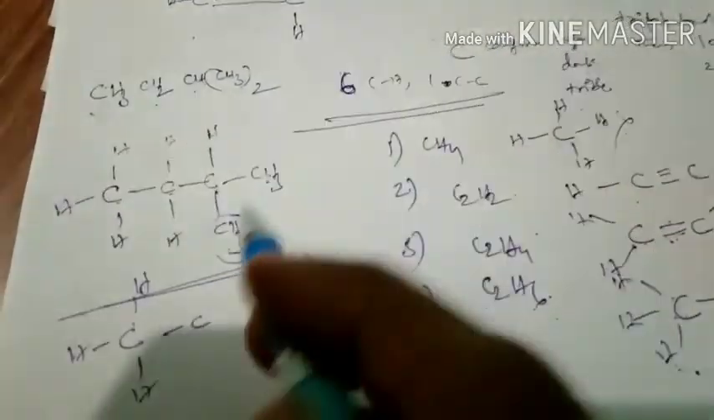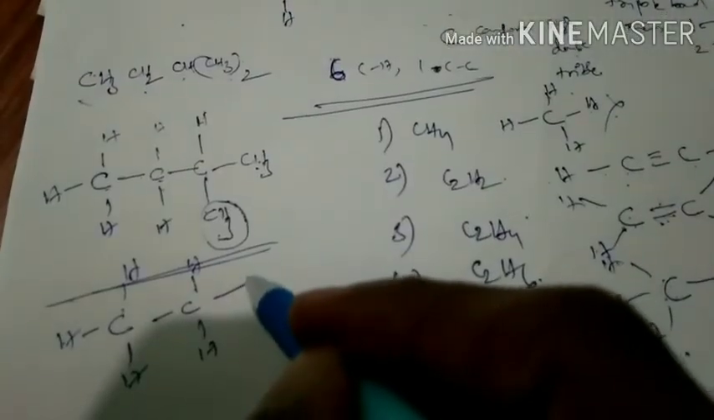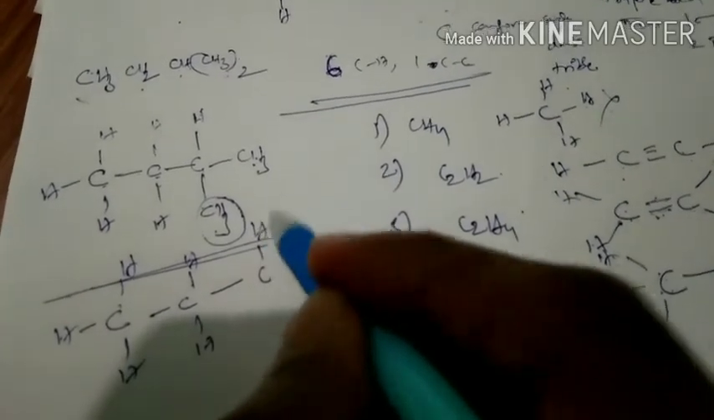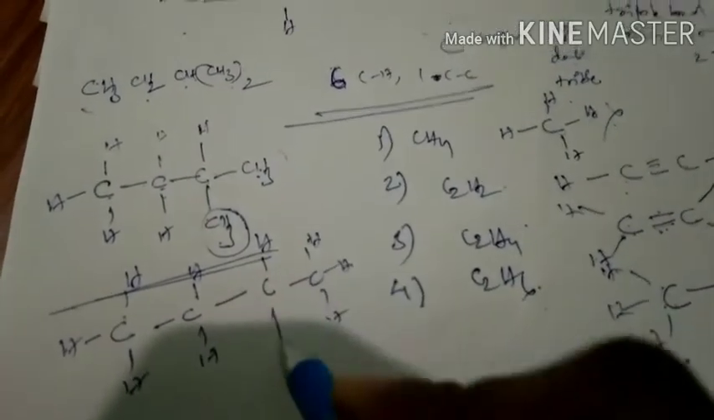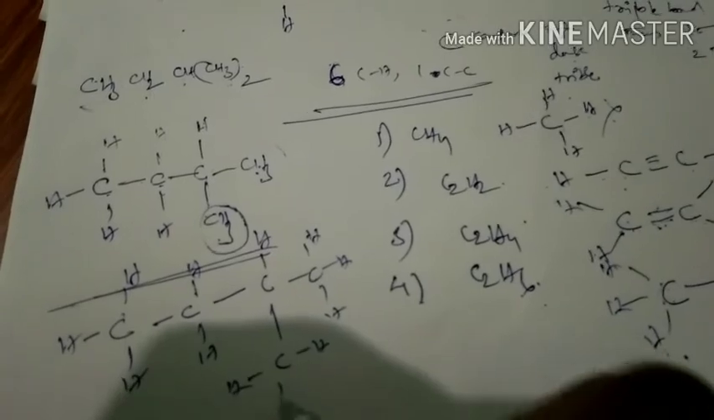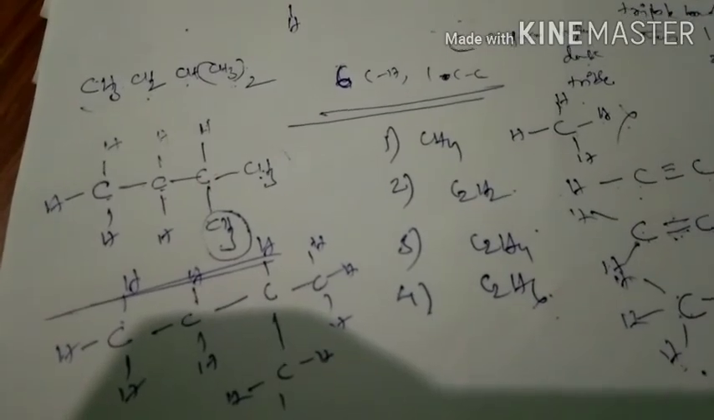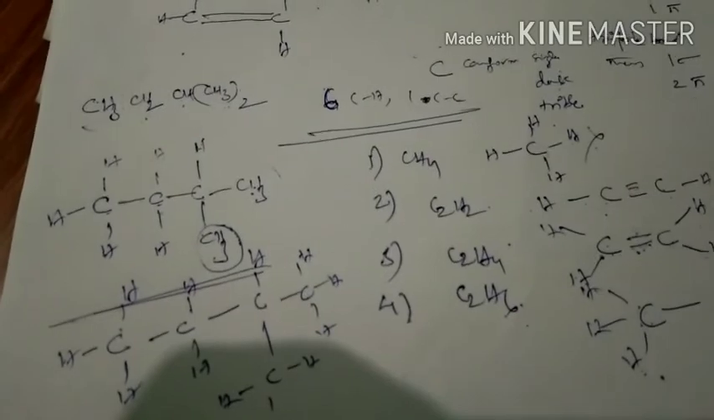Again this part, C, H, H. Again this part, C, H. You can split this part also: CH3, CH3. Here also CH. Very simple. Every time carbon forms 4 bonds, hydrogen forms only 1 bond. So if you understand that trick, you will get an idea about that.